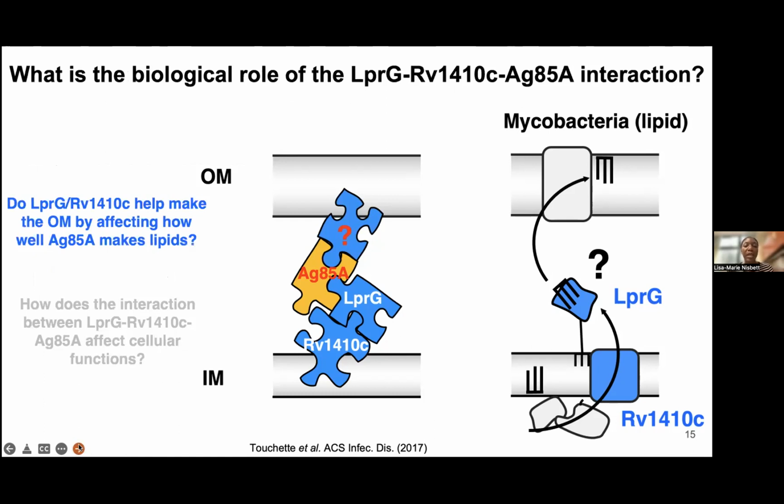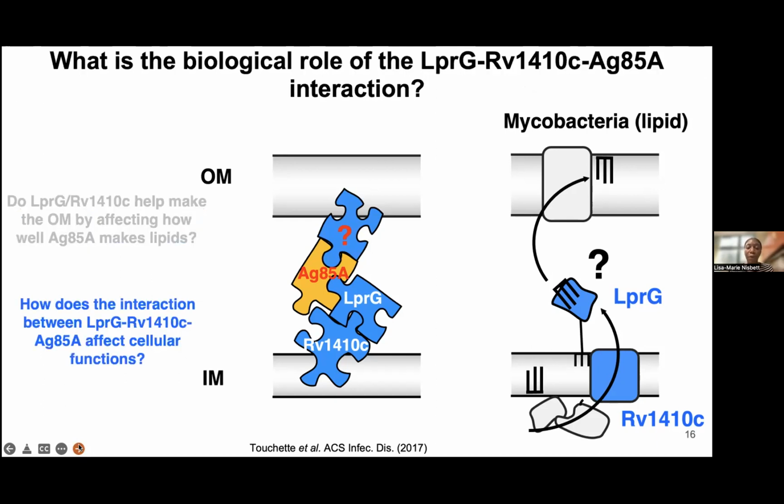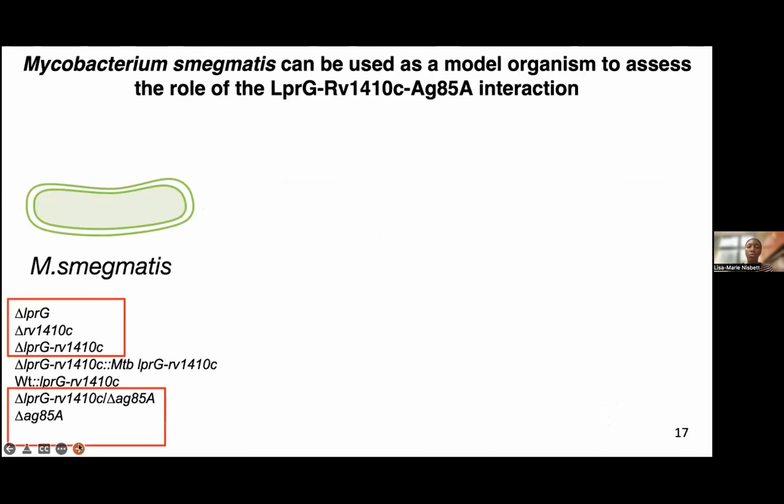So due to this detected interaction between LPRG and antigen 85A, I began to wonder if the LPRG RV1410C pathway contributes to outer membrane biogenesis by impacting how well antigen 85A makes lipids. But to address this question, I first need to understand how the interaction between LPRG, RV1410C, and antigen 85A affects mycobacterial cellular functions.